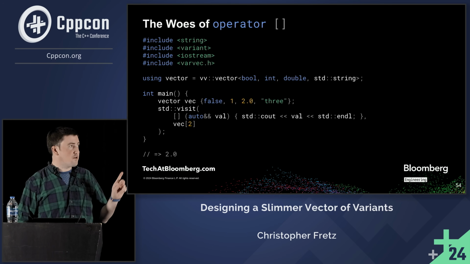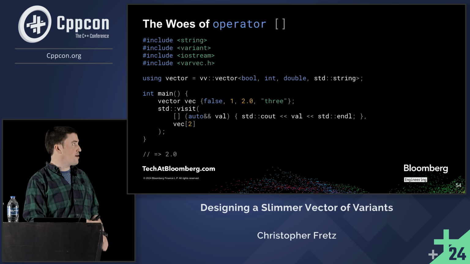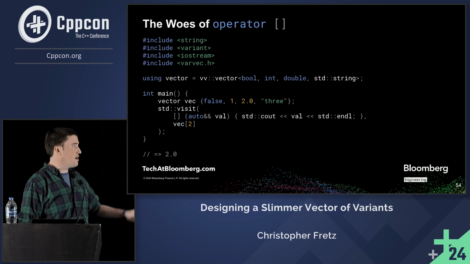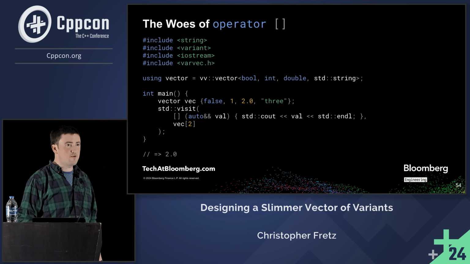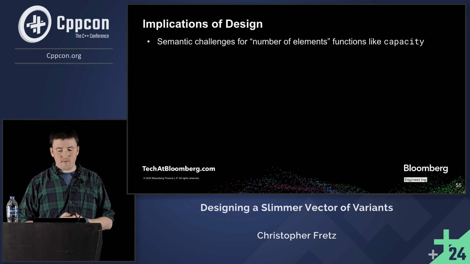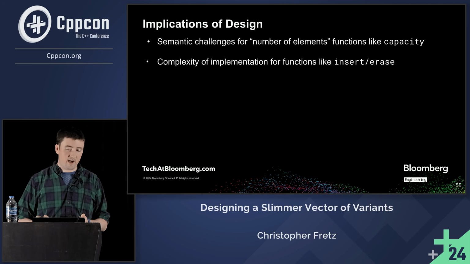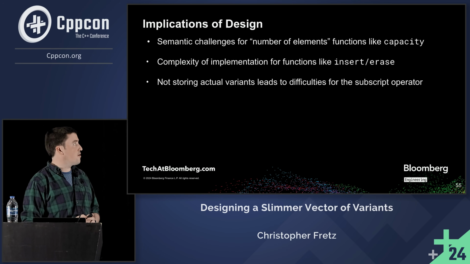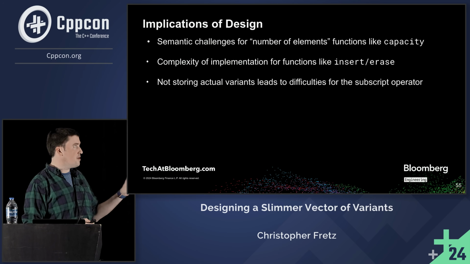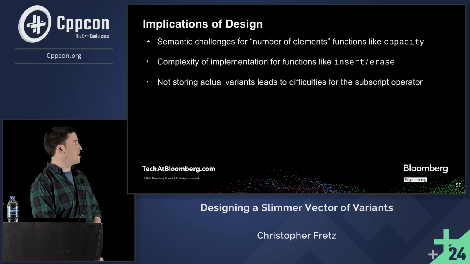The problem is that if you assign to val, you're assigning into a temporary variant, so it might still not really do what you expect. But you can at least get read-only interaction with std::visit the way you would expect. So we have semantic challenges for the number of elements functions. We have complexity of implementation for functions like insert and erase. Not storing actual variants leads to difficulties for the subscript operator. And I think that these are most of the problematic implications.